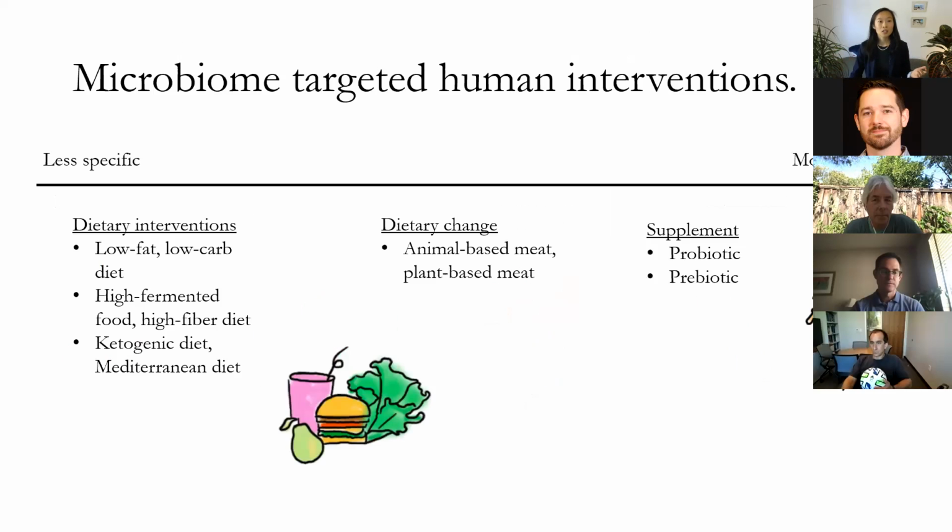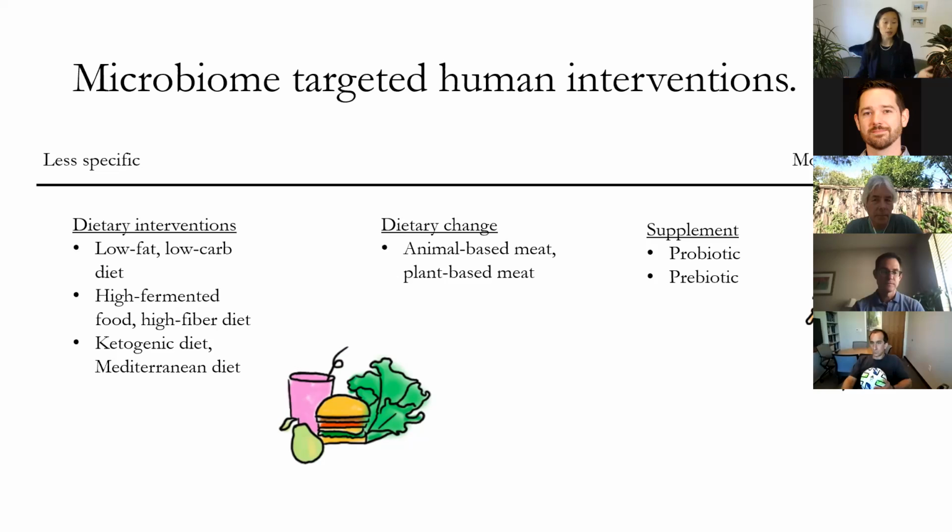So focusing on the microbiome targeted interventions for today, I like to think about them in a spectrum of specificity. On the left side here, we have the less specific dietary interventions. We can modulate the microbiome through low fat, low carb diet, high fermented food, high fiber, ketogenic, Mediterranean diets. In the middle of specificity, we can swap out one aspect of your diet, for example animal-based meat for plant-based meat. And then on the more specific side, we have supplements: probiotics, which are the live microbes, or prebiotics, which are essentially fiber pills.